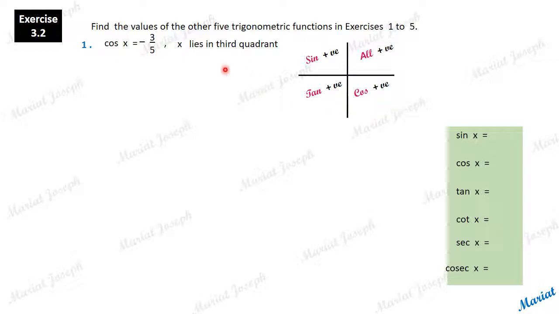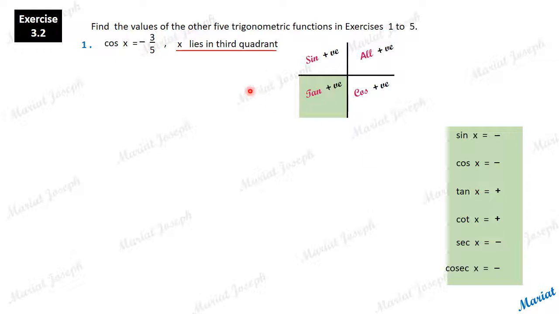We are given x is in the third quadrant. So we need to think of only the third quadrant, which says only tan function is positive. If tan function is positive, its reciprocal cot will also be positive. So tan x positive, cot x positive. Rest all must be negative. Let's put those signs first of all. Prior to finding the values, let's assign the signs, negative or positive.